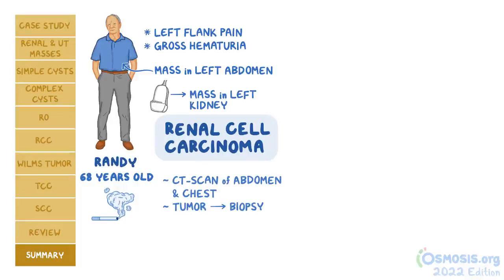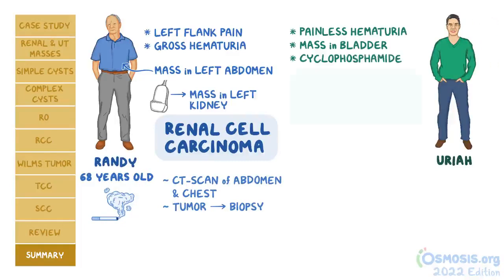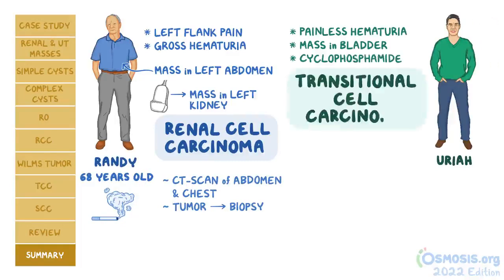If a tumor is found, a biopsy of the mass might need to be done before confirming the diagnosis and starting treatment. Then there's Uriah, who presents with painless hematuria and who seems to have a mass in his bladder. Now, considering that Uriah at some point was treated with cyclophosphamide, he most likely has transitional cell carcinoma. But further investigations are needed, such as cystoscopy and a CT scan of the pelvis and abdomen.